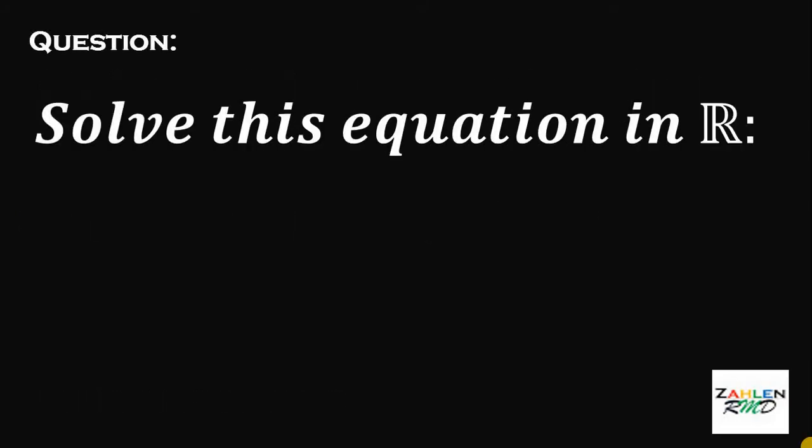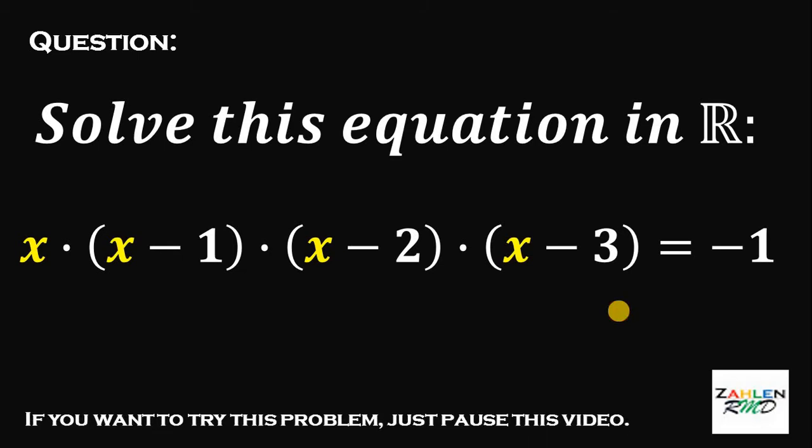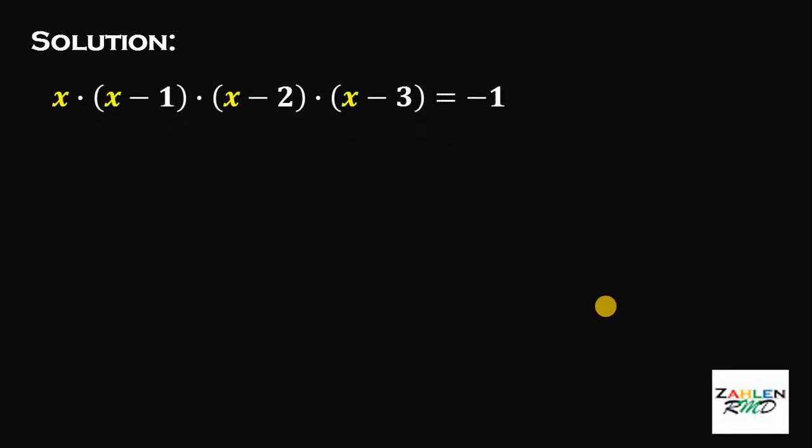Here's the question. Solve this equation in real numbers. Here's the equation. x times (x minus 1) times (x minus 2) times (x minus 3) equals negative 1. Now, if you want to try this problem, just pause this video, and if you're ready, here's the solution. And I hope you paused this video and let's see if your answer is correct.